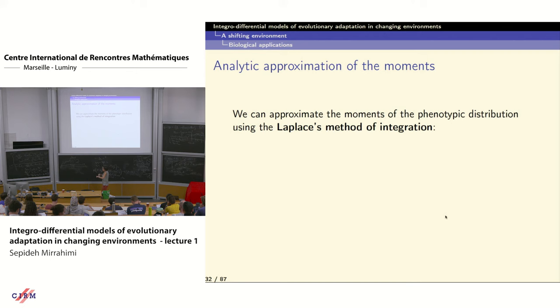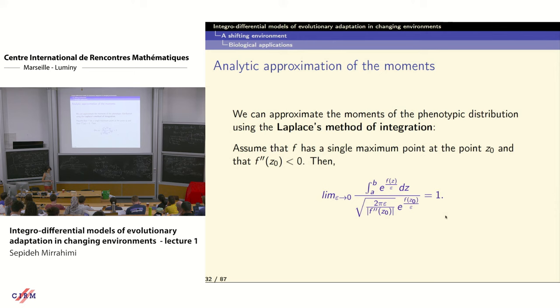And let's say that, okay, if we have all the regularities that we need, such that we have an asymptotic expansion and we have Taylor developments for our functions U and V, then we would be able to estimate these moments using the Laplace method of integration, which says that if this function f of z has a single maximum point taken at some point z naught, then we can estimate this integral of exponential of f of z over epsilon dz by exponential of its value at z naught over epsilon, with a correction of order epsilon or square root of epsilon, and with this second derivative of f which appears.